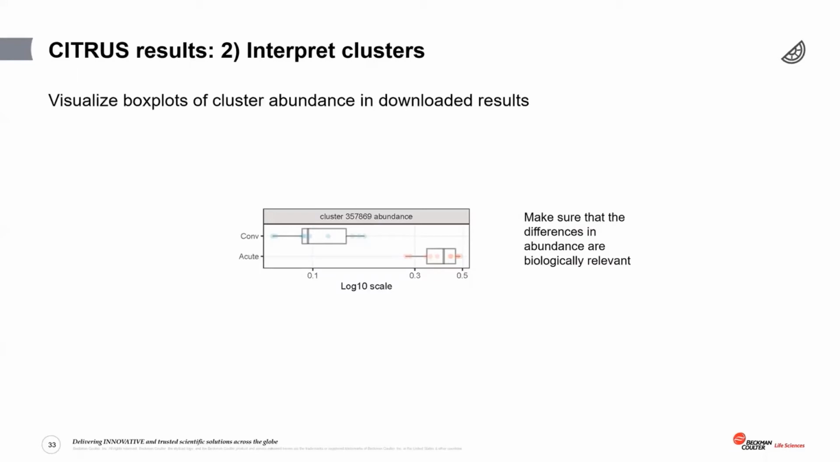The downloaded results also come with box plots of the abundance of this cluster across all files in each group. You want to make sure the difference in abundance is biologically meaningful. In this case, we're looking at a very large population of around 40% of the cells in the acute samples versus around 10% in the convalescent samples, a very convincing difference.